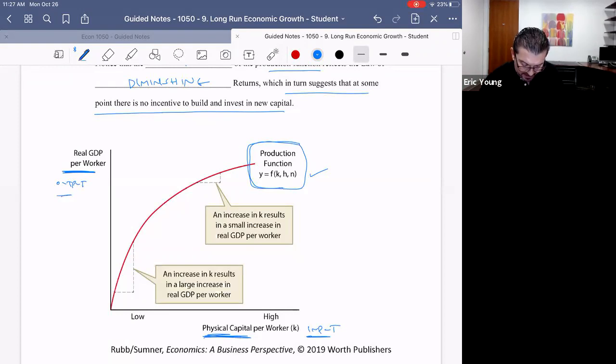Notice again that in the early phases, so here's our curve, here's our production function, it's very steep sloped.